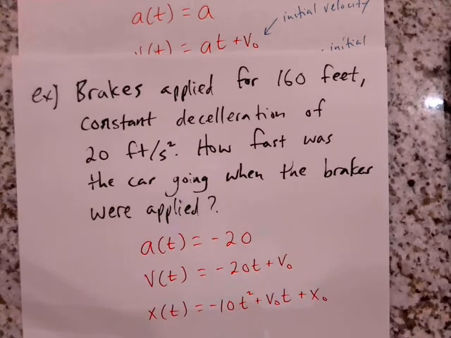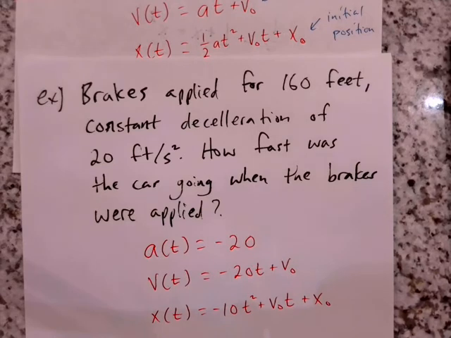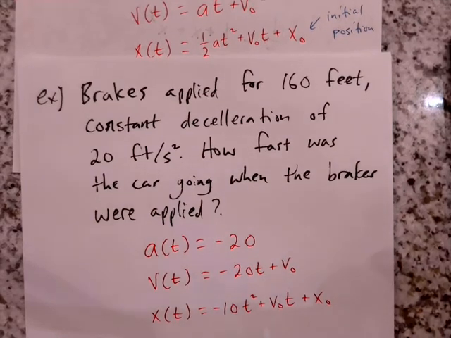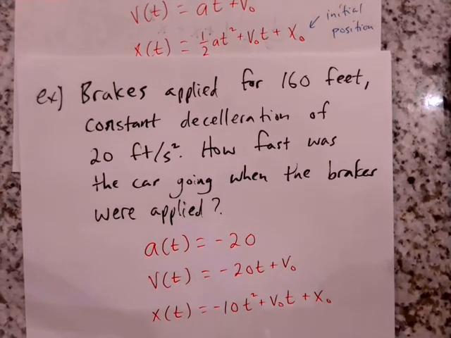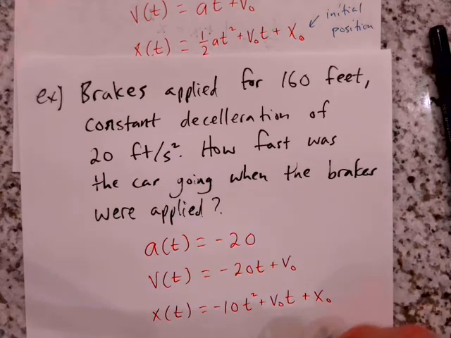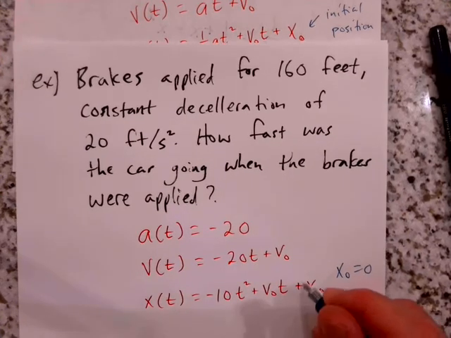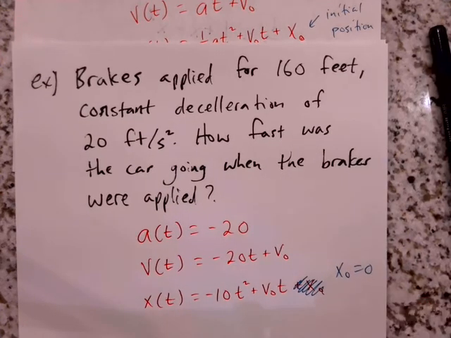Now, x naught is your initial position, which is often arbitrary. It's up to you, the person doing the question, what you want to call 0. Now, it makes sense to call the point at which the brakes were applied 0. So our initial position, x naught, we'll call 0. It's by our choice, which means x of t is just negative 10t squared plus v naught t.